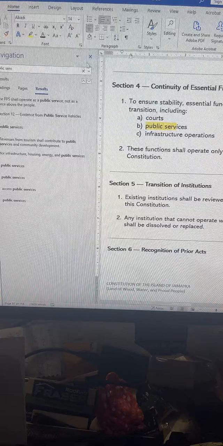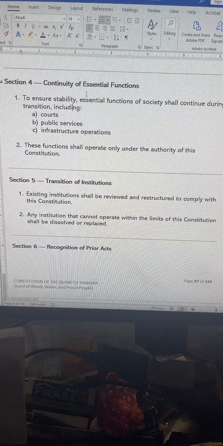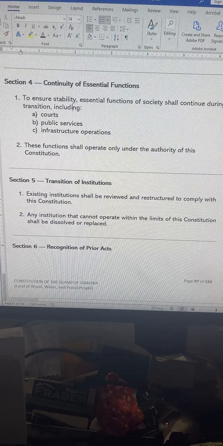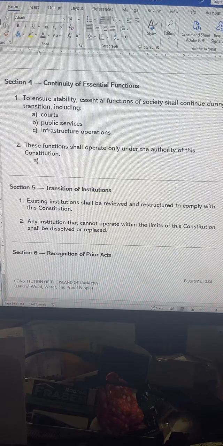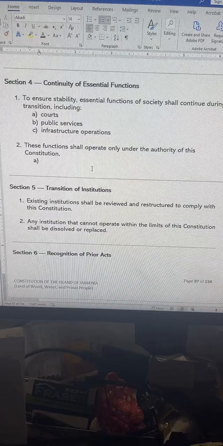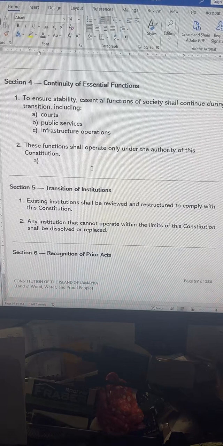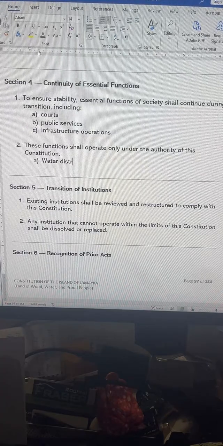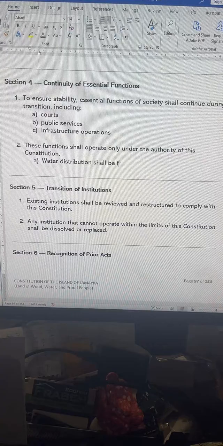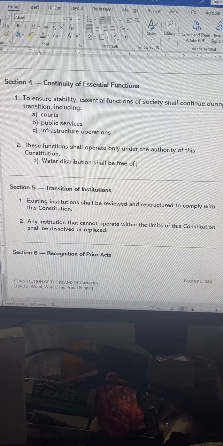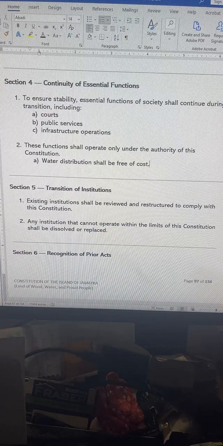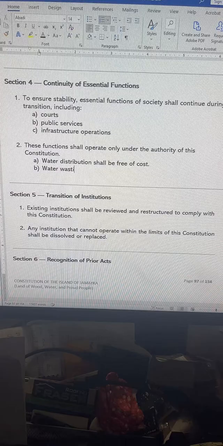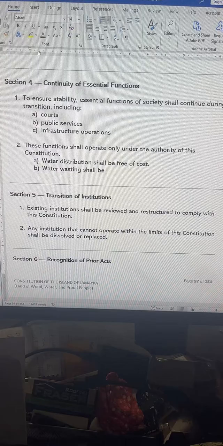All right, so here we have continuity of essential functions, right? Public services. So here we're going to extend that. These functions shall operate under the authority of this Constitution. Now we might have to move this around at some point, but we're going to define it here. Water distribution shall be free of cost. Water wasting shall be a crime.